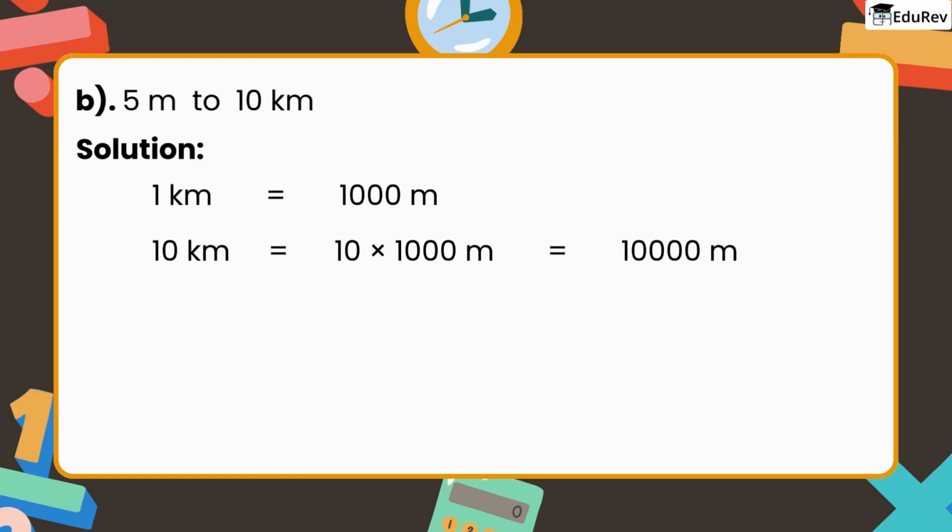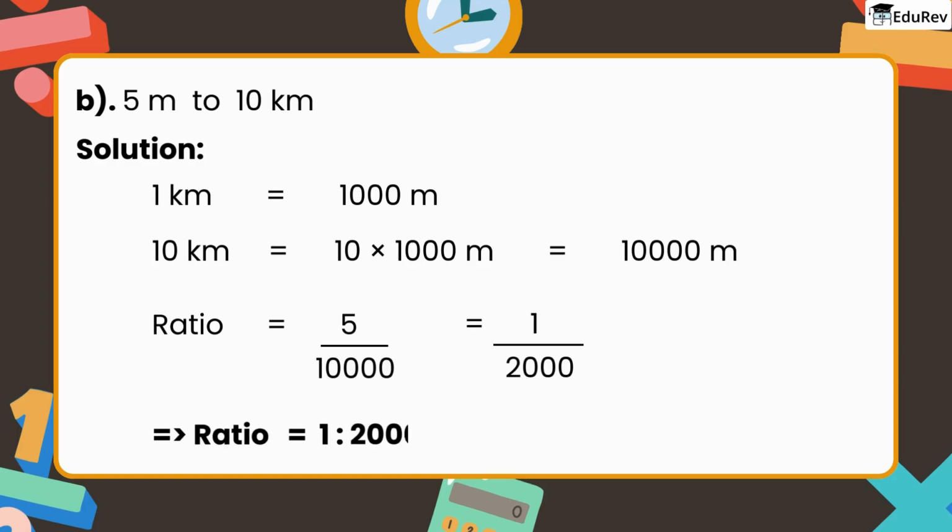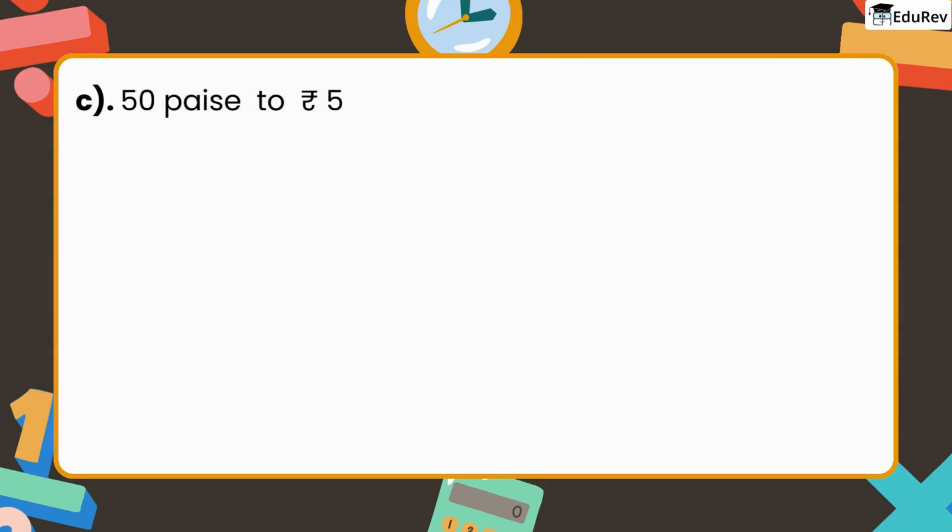Let's check. The ratio is equal to 5 upon 10,000, which becomes 1 upon 2000. This implies the ratio comes out to be 1:2000. The next part is 50 paise to 5 rupees. Pause the video and try doing this on your own. Now, let's check your answer.